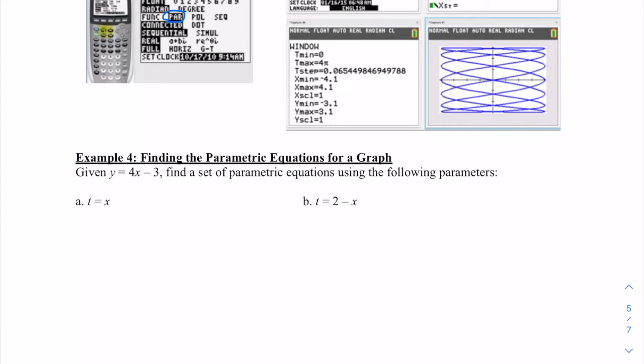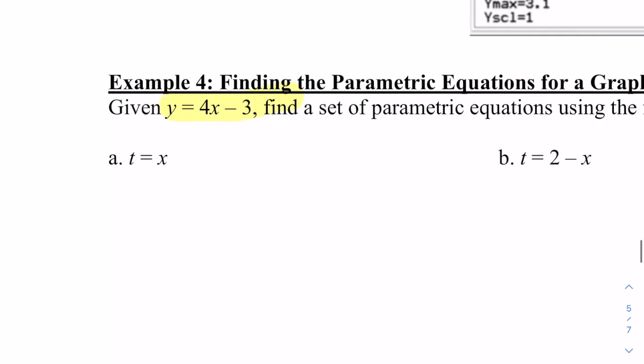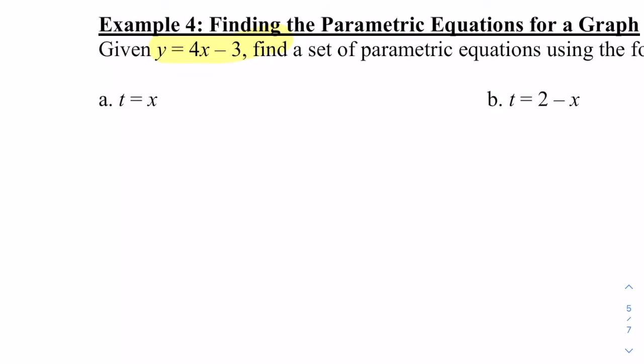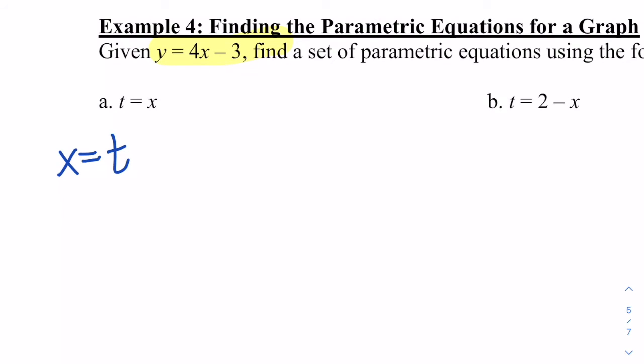So if we're given that y equals 4x minus 3, and then for the first parametric equations, we know that t equals x. Well, that's easy. x equals t. We can substitute x in the equation with t. So y equals 4t minus 3.